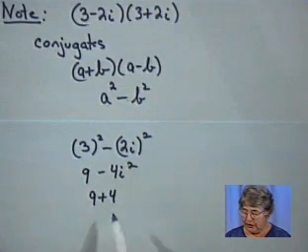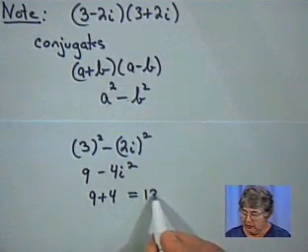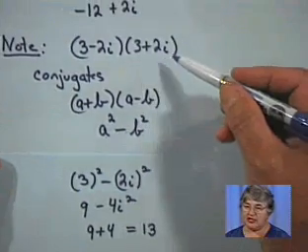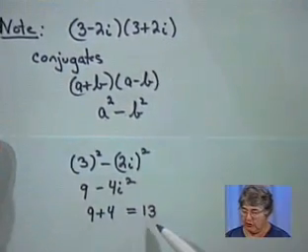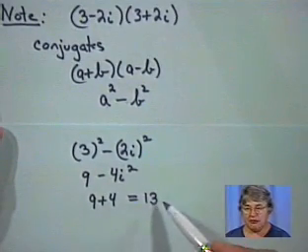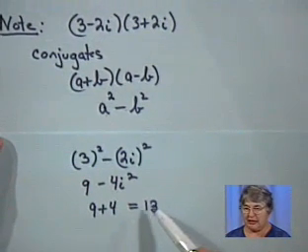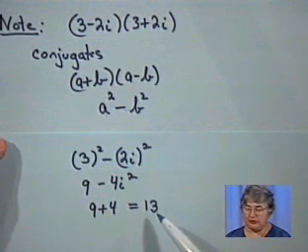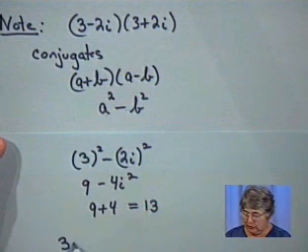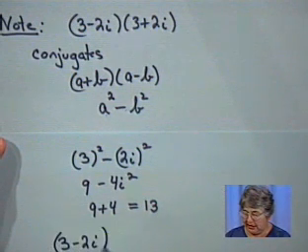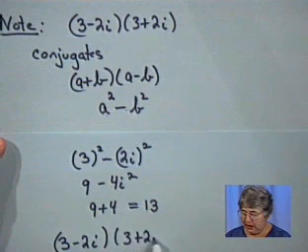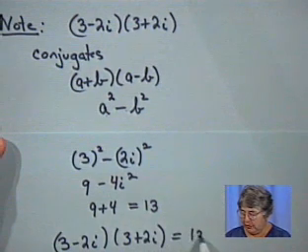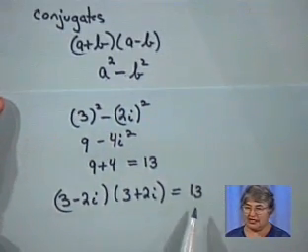9 plus 4. So notice that when we multiply two numbers that are conjugates of each other, what we end up with is a real number. We don't have an imaginary part to that number. That will become important when we do division. So in this case, multiplying 3 minus 2i times 3 plus 2i, we end up with the number 13.